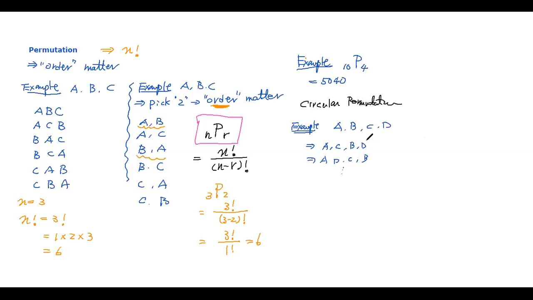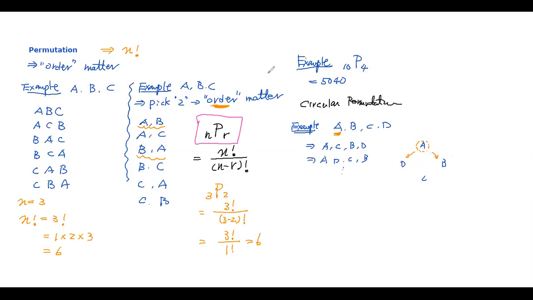Circular means you put these four, A, B, C, D, and arrange them in a circle. So I really don't care who is the first one. In the line arrangement, I do care who is the first one, who is the second one, and then you rearrange them. Here, as long as I care about who is the neighbor, they can switch.